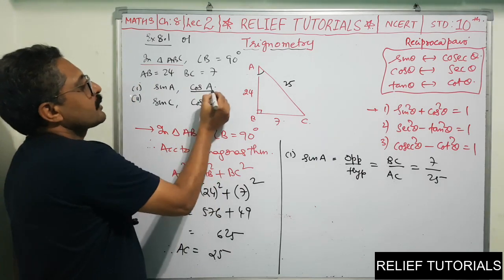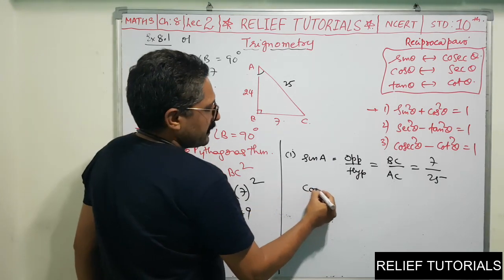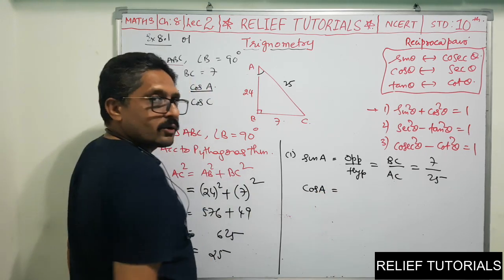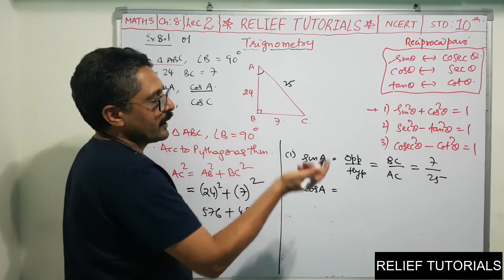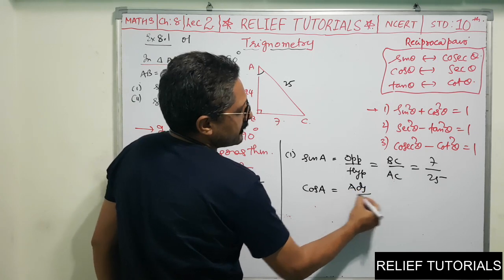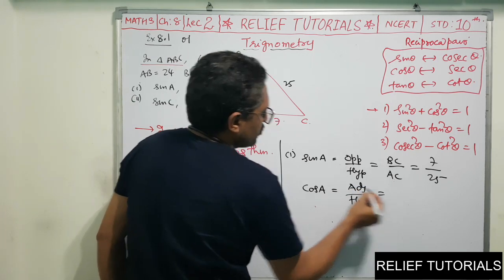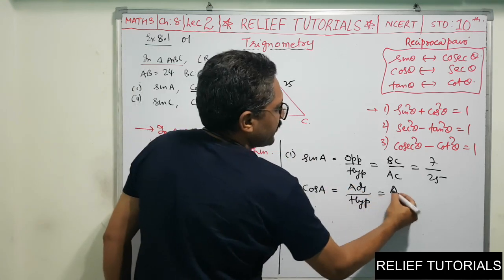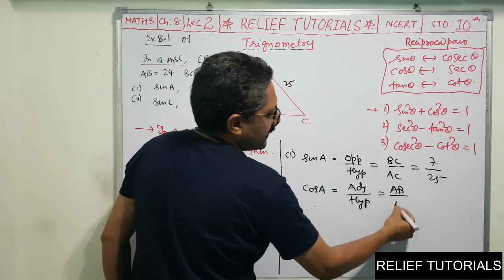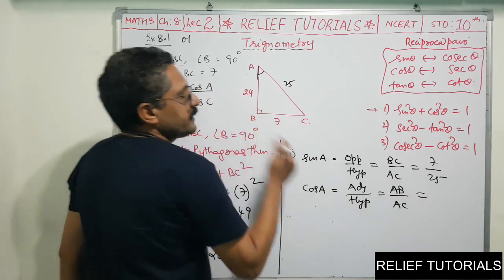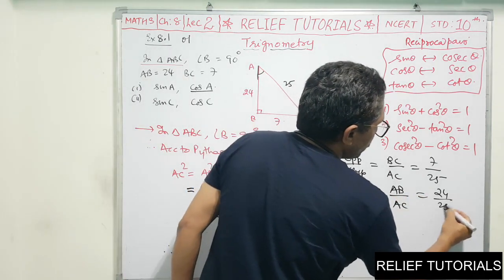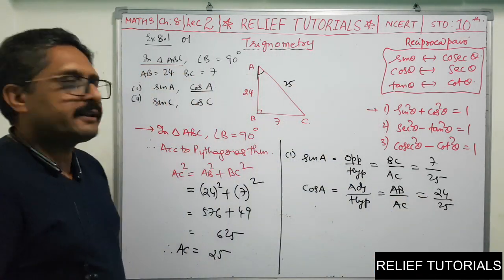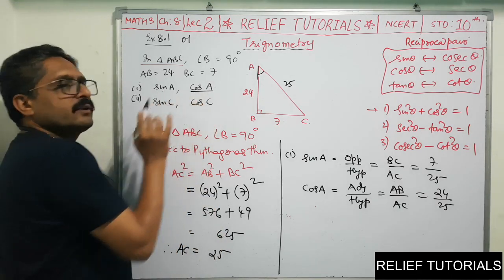Similarly, you want cos A. So we will find cos A. You know what cos is. Cos is adjacent upon hypotenuse. Considering angle A, the adjacent side is AB. So I can write AB upon hypotenuse AC. So AB is 24. So that is 24 upon 25. So in this way we can find the ratios sine A and cos A.